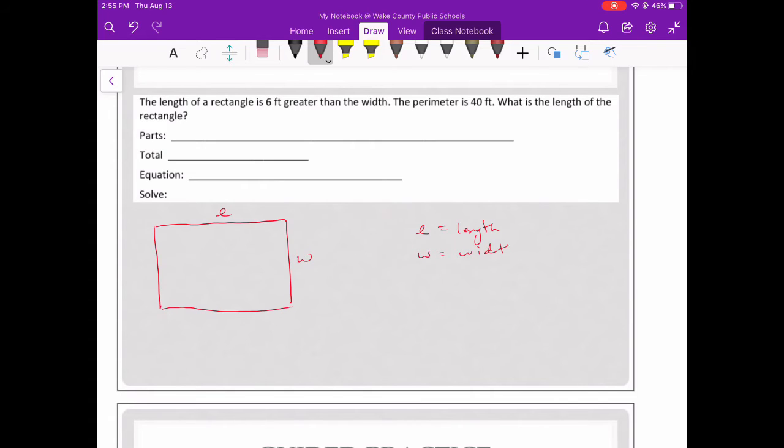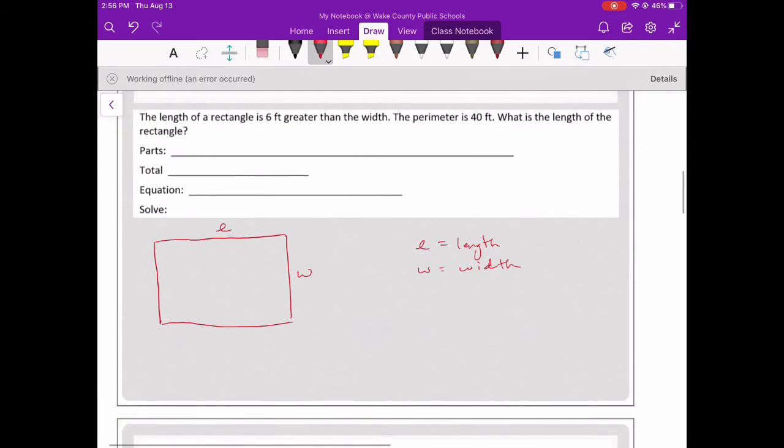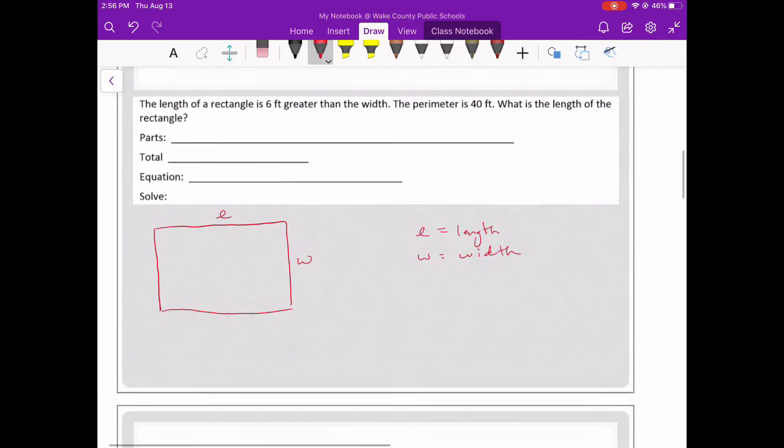But the challenge right now is that that's two different variables. And as I work through this word problem, I'm going to try to do my best to get these to be the same variable, so when I solve my equation, I'm no longer dealing with two different variables. So stay with me and hopefully I'll be able to expand on that just a little bit. All right, so right away, the length of the rectangle is 6 feet greater than the width. The perimeter is 40 feet. What is the length of the rectangle?